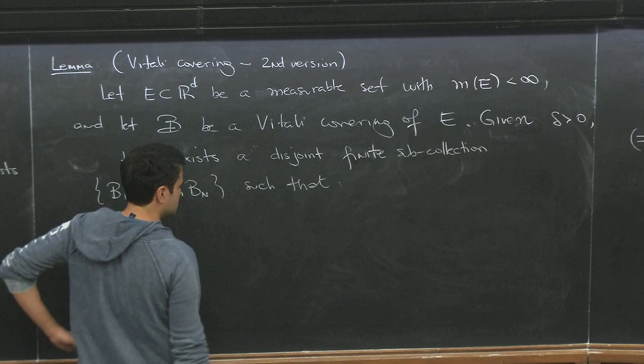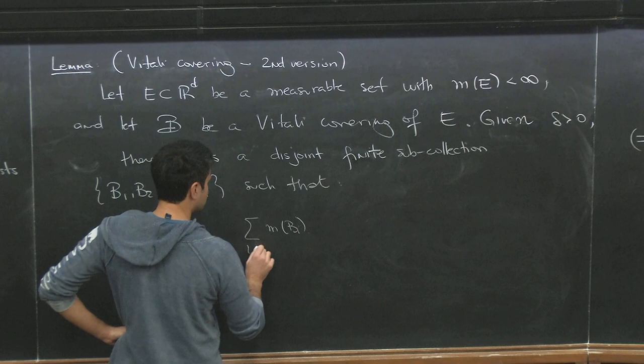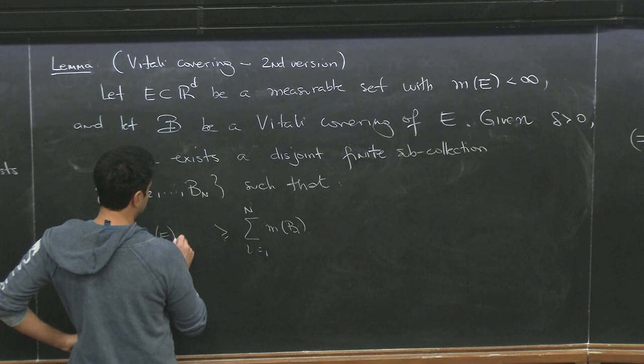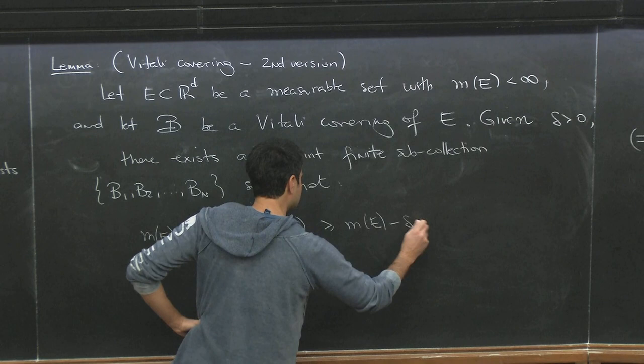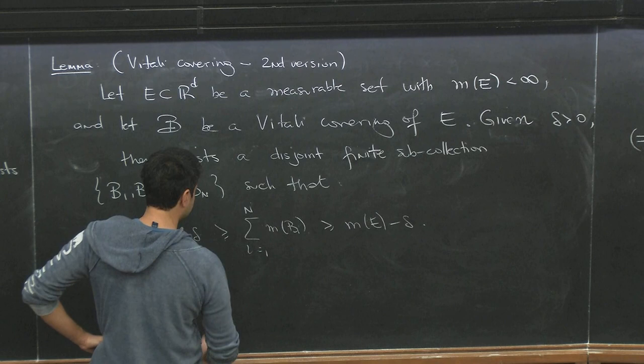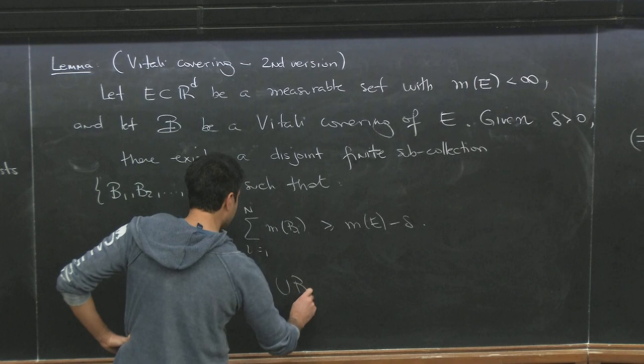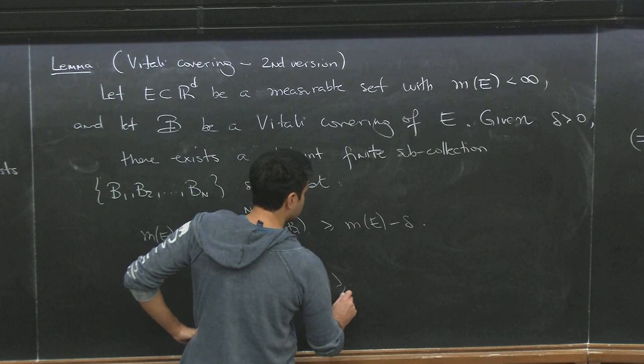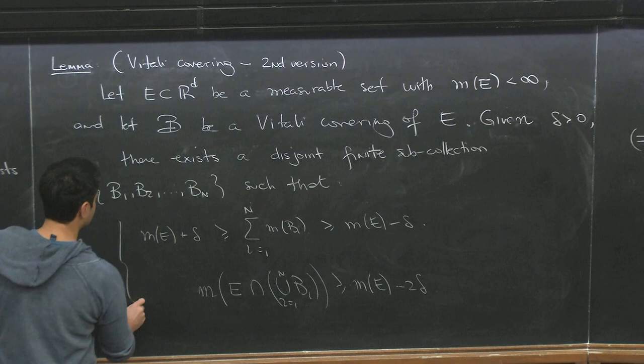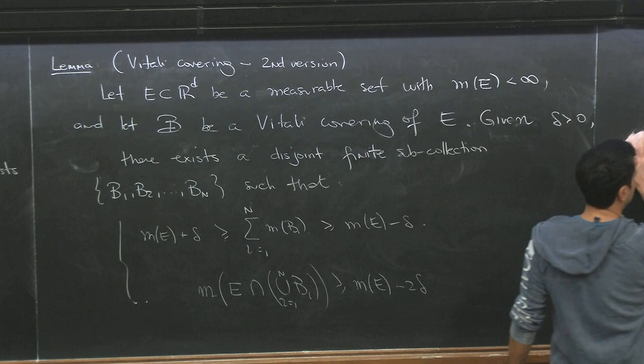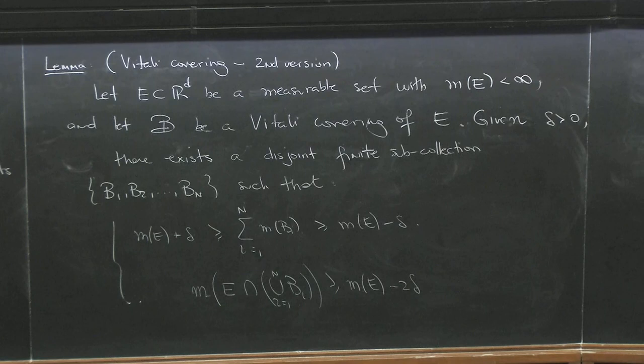first, the sum of the measures of these Bi's, from 1 to n, is less than the measure of the whole set plus delta, and bigger than the measure of the whole set minus epsilon, minus delta. And also the measure of my set intersected with the union of these balls is bigger or equal than this. Okay, so I want to convince you that these two things hold. If you start to think about this for 5 to 10 minutes, you will convince yourself that this is reasonable.